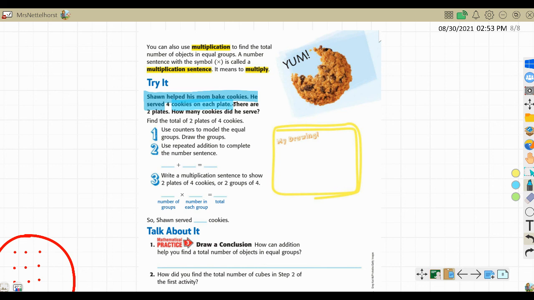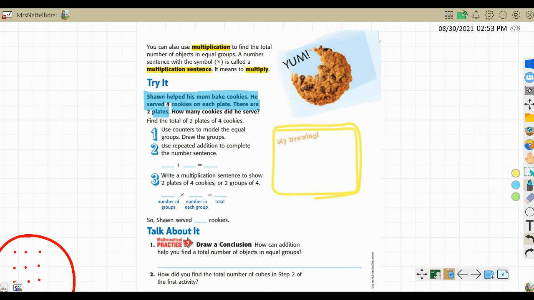And then here's the question at the end, so I'm not going to pay attention to the question right now. I'm just focusing on the words and what's happening in the story. So Sean helped his mom bake cookies. I want you to imagine Sean and his mom baking cookies. They're in the kitchen, the oven's on, they've got all the stuff out for making cookies.